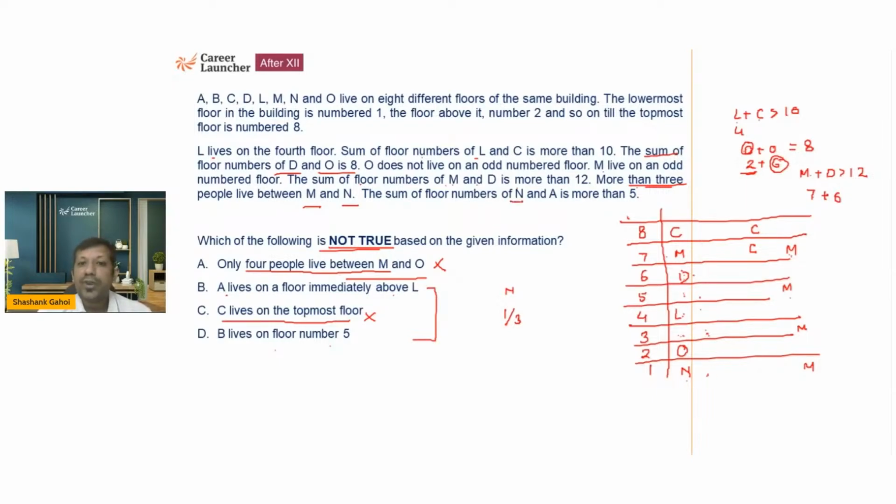The sum of floors of N and A is more than 5. So if N is 1, then A cannot be 3, so A has to be 5. So at this floor, I'm going to get B. Now, B lives on floor 5, that is false or not true. So I'm going to get my answer as option D.